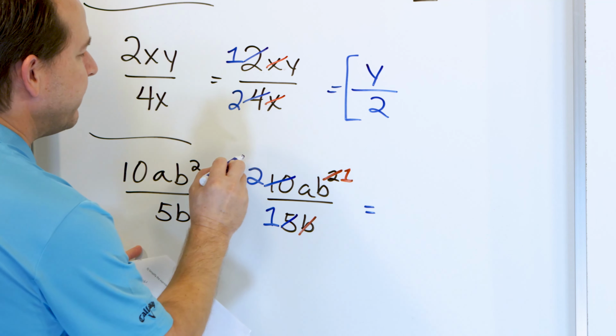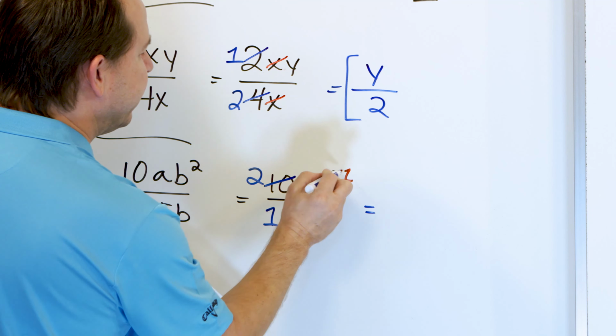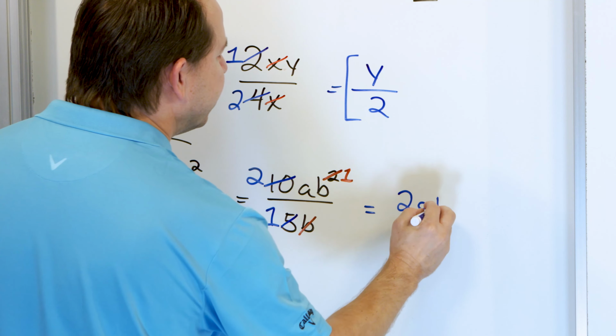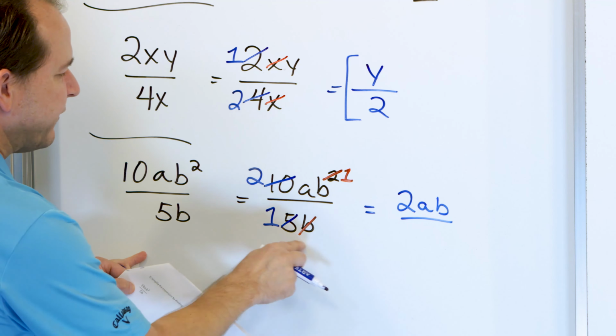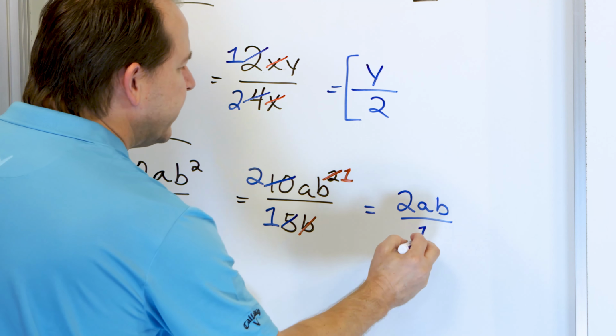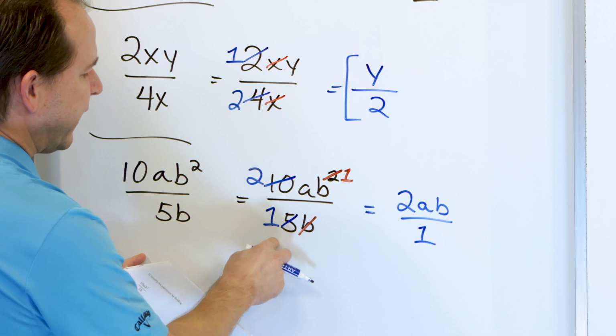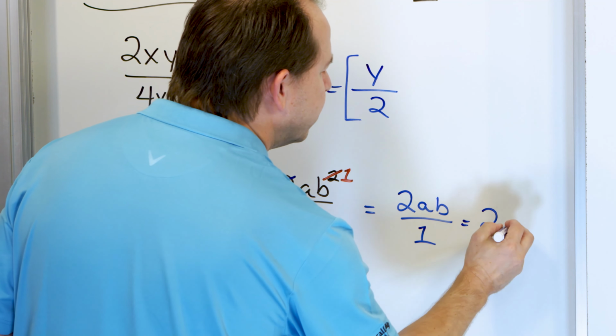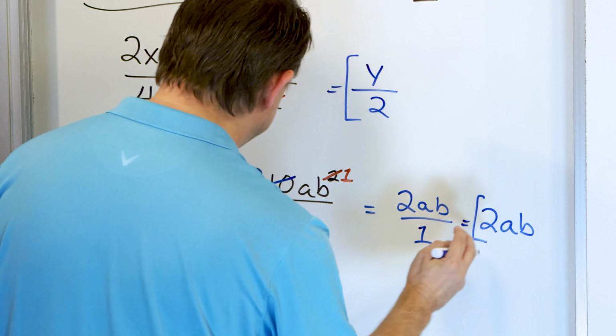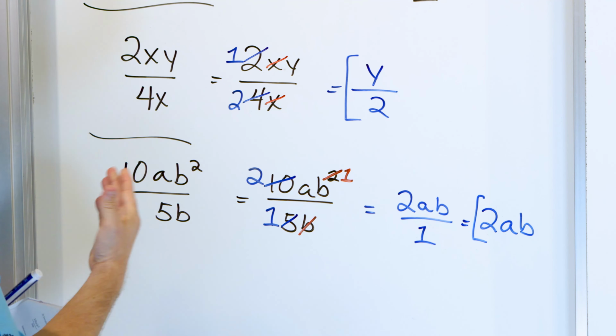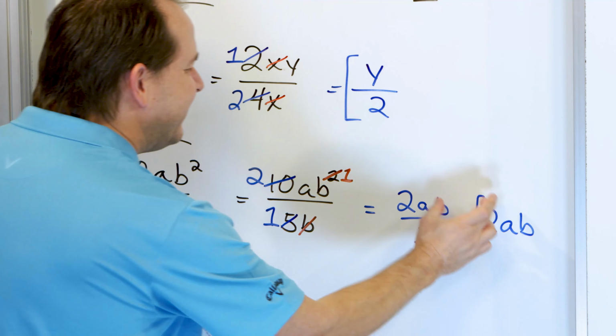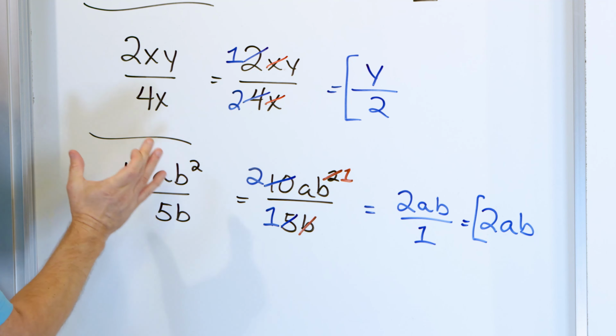And the answer I get on the top is 2 times a times b to the first. So 2 times a times b. And really on the bottom, all I have is a 1 here, right? There's just a 1 down here because these strike away to give me 1. And so really all I have is 2 times a times b. And this is the final answer, 2 times a times b. I think all of us would agree that this is exactly the same as this, but it's way simpler.